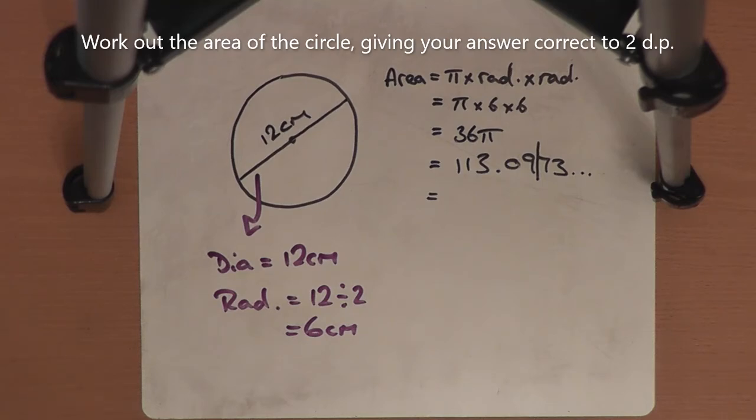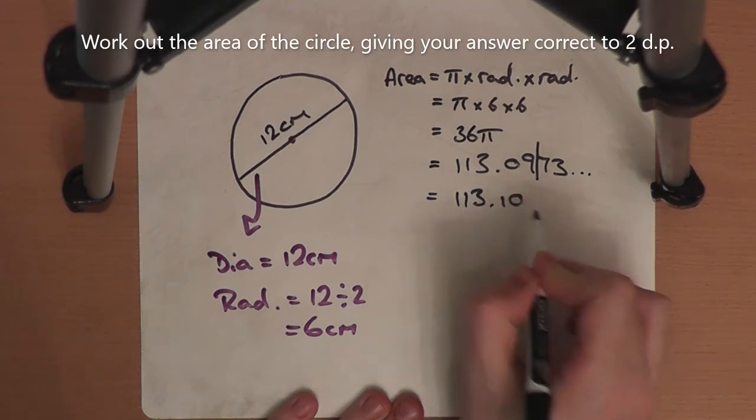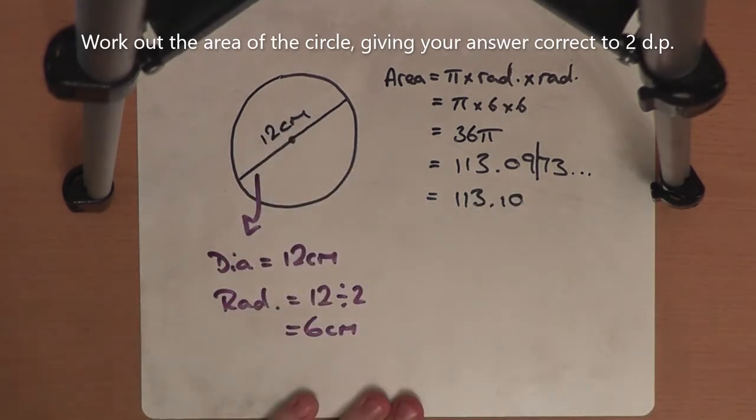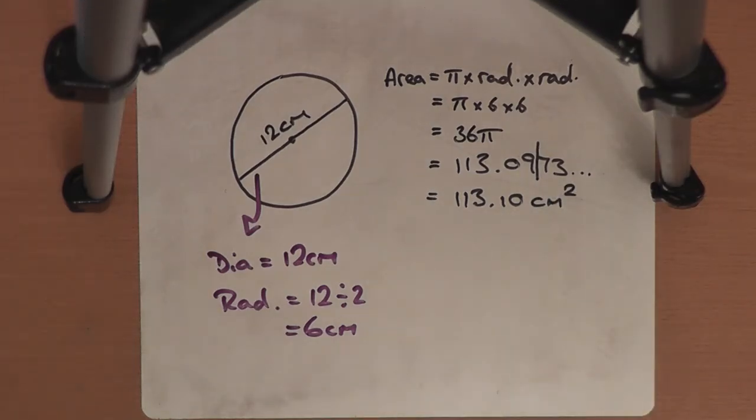The 9 is either going to stay as a 9 or it's going to shift up into the next number. The 7 after that split line is going to push us up to the next one. So the 9 is going to have to push up to the 0.10. In fact, so 113.10. What units? We're working in centimetres. This is an area, so centimetres squared.